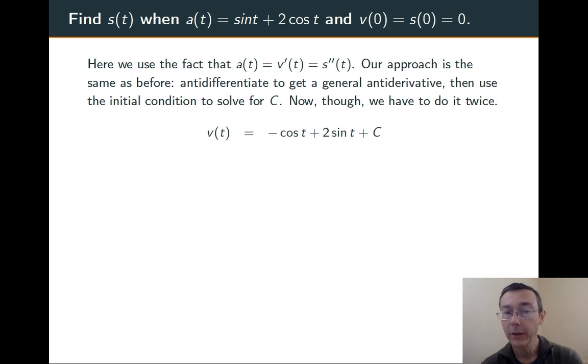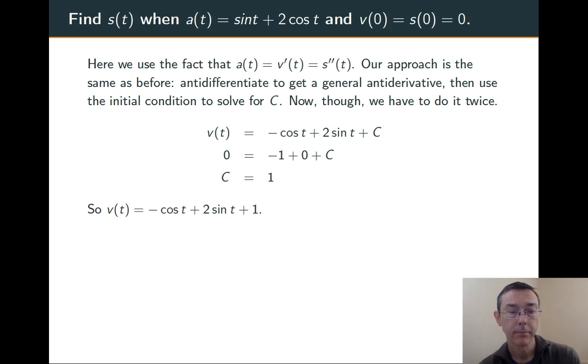So I antidifferentiate v prime, which is a, and I get velocity is negative cosine t plus 2 sine t plus c as the most general antiderivative. Now let's plug in the fact that v of 0 is 0 to get an equation for c. So remember that cosine of 0 is 1 and sine of 0 is 0. Overall c is 1. So the velocity function is negative cosine t plus 2 sine t plus 1.